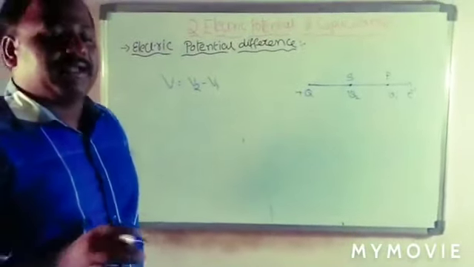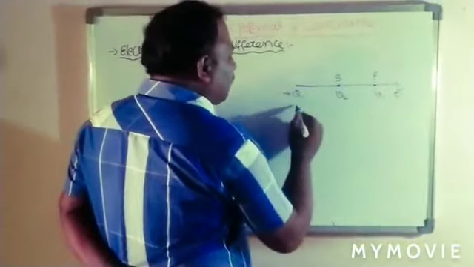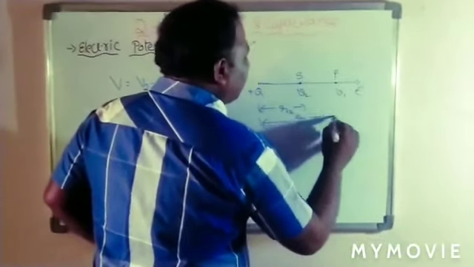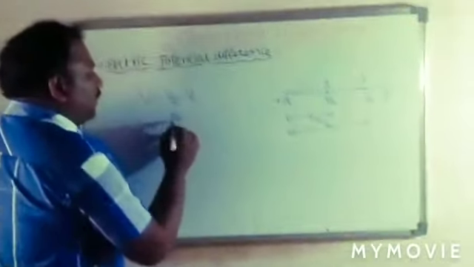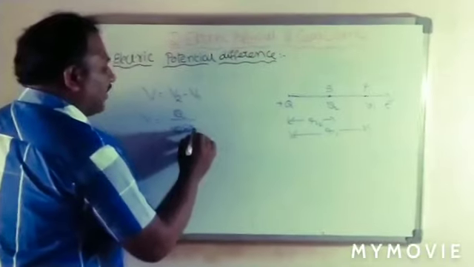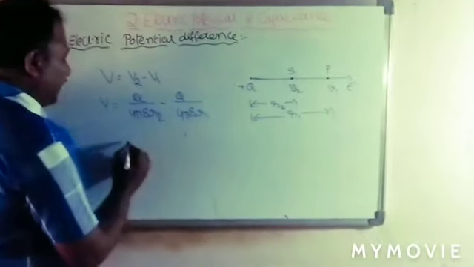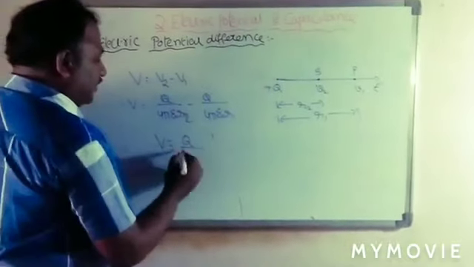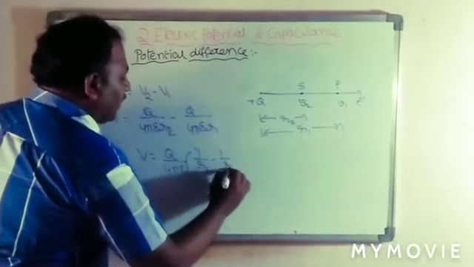Direct difference. Why? Because these are scalar quantities. Here, for example, this point is at a distance of R2 and this point is at a distance of R1. Then we write the potential difference between these two points: V is equal to Q by 4 pi epsilon naught R2 minus Q by 4 pi epsilon naught R1. Finally, the formula for potential difference between any two points due to the point charge is Q by 4 pi epsilon naught into 1 by R2 minus 1 by R1.